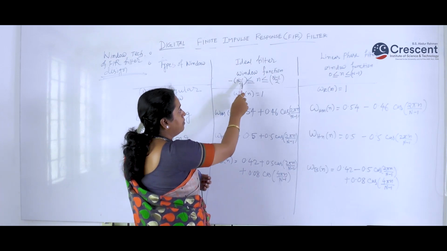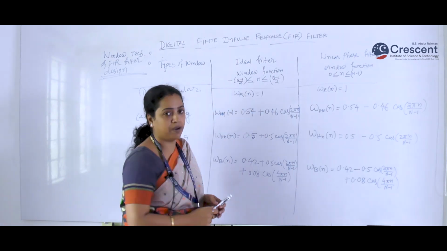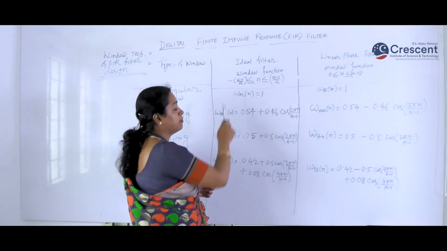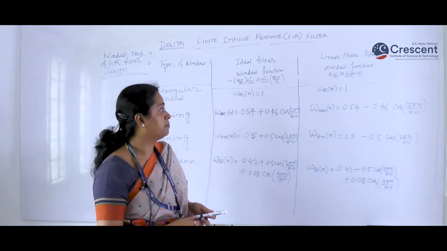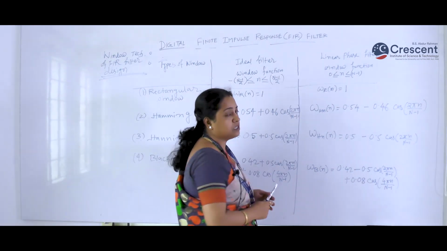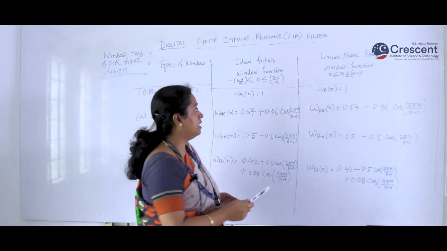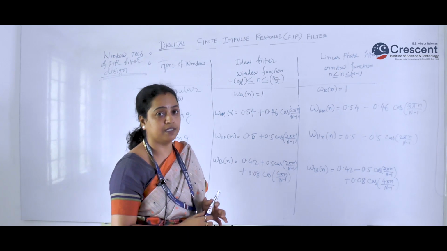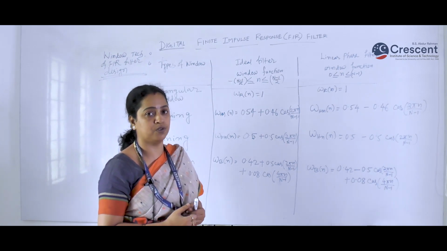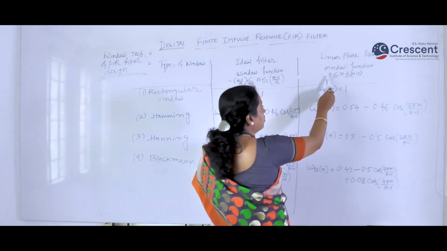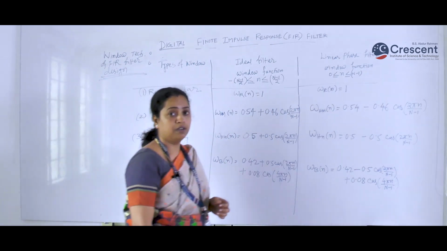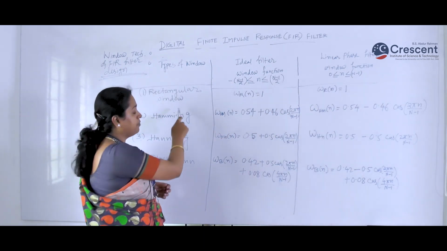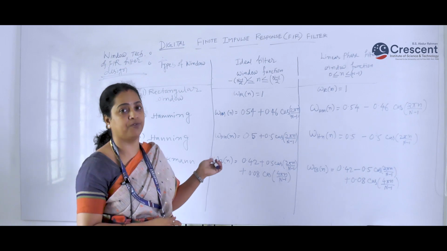So minus of (N minus 1) by 2 to (N minus 1) by 2, where capital N is nothing but the order of the filter. So in case of the linear phase filter, the window function, the n value, the number of samples of the impulse response to be considered, is from 0 to N minus 1. Okay, so here in case of the rectangular window, that is the simplest window type.